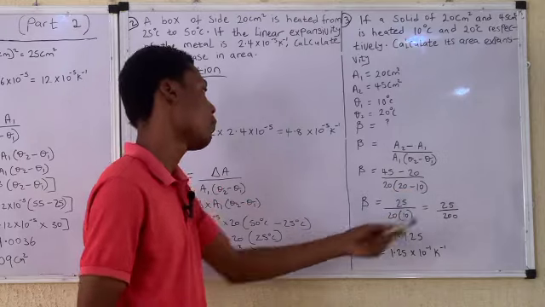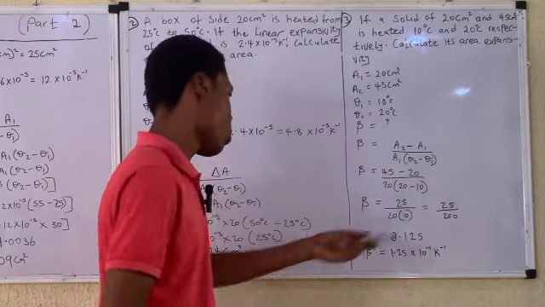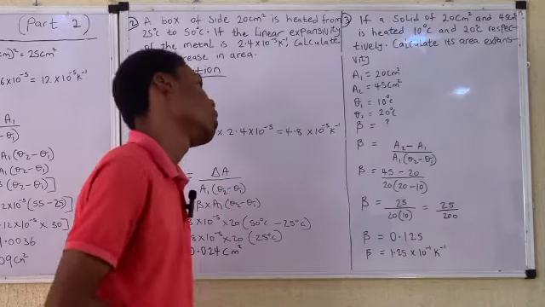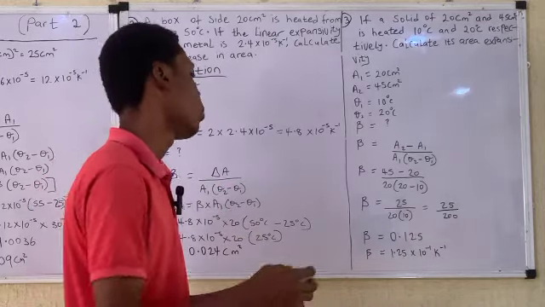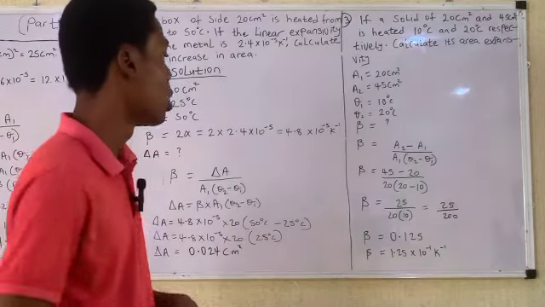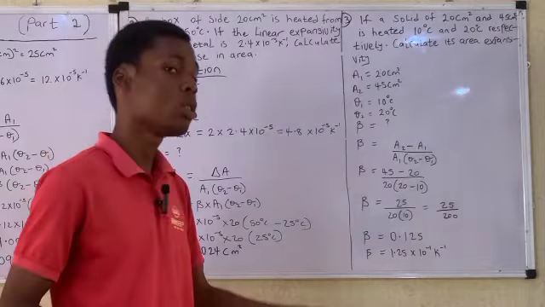20 minus 10, we have 10. So equals to 25. 20 times 10, 200. So our 25 over 200 is equal to 0.125. Now taking 0.125 to standard form, we have 1.25 times 10 raised to power minus 1 in Kelvin. So this is our final answer for calculating the area expansivity for this question.